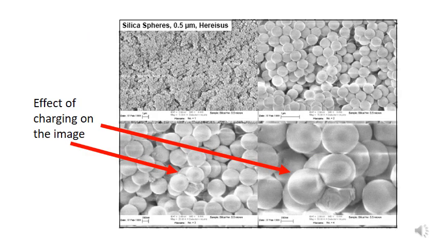This is one example of the charging effect. On the image, you can see it is distorted, and you cannot see very clearly at that point. At this range, it emits a photon, or something like light, that comes out from the sample.